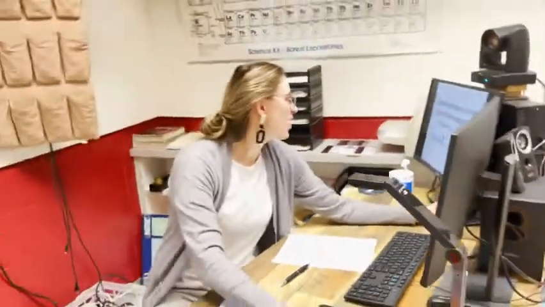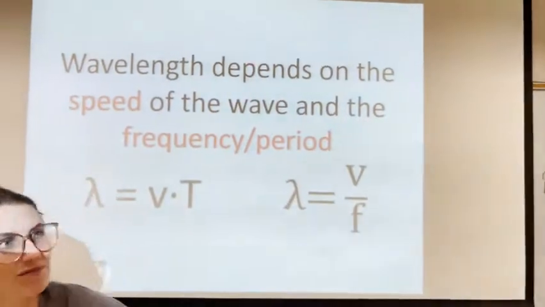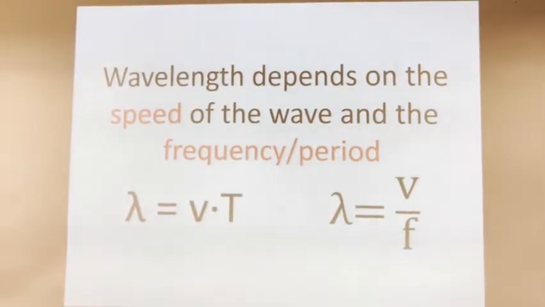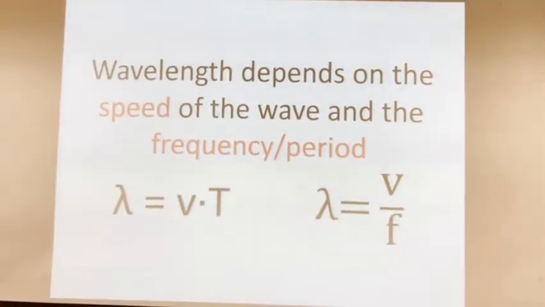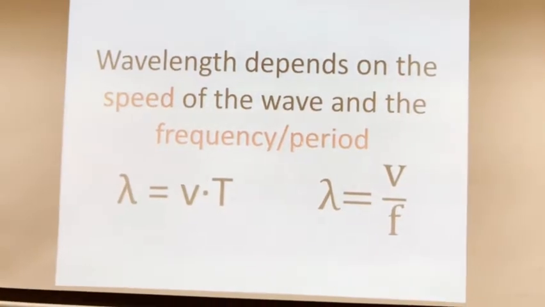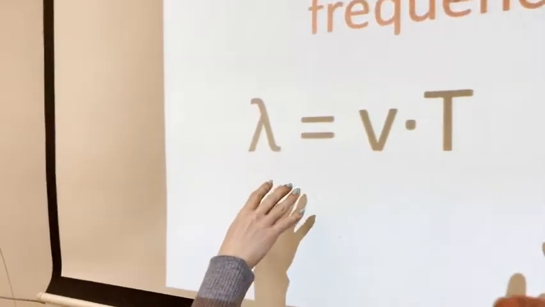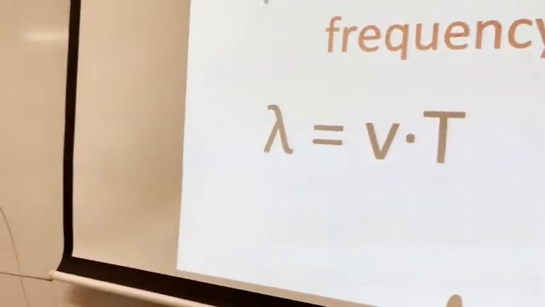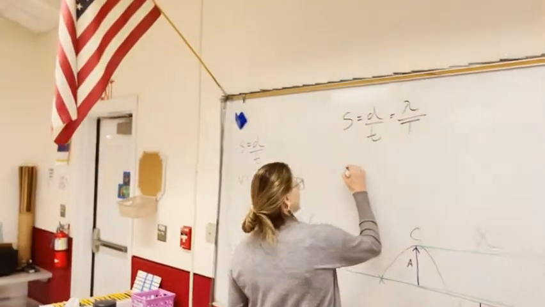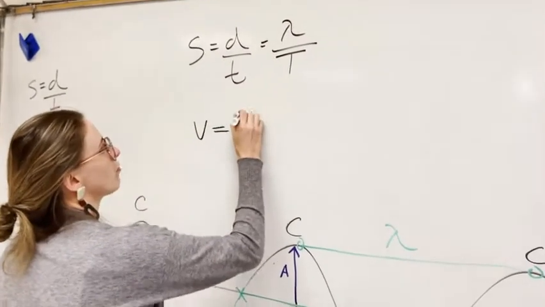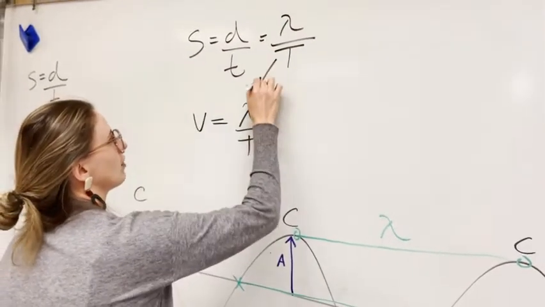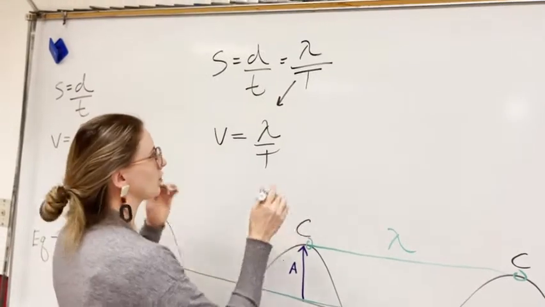Okay, so moving right along here. Wavelength depends on the speed of the wave and the frequency or the period. And so this is our equation over there, just solved for wavelength. So that looks like this, right? We have V equals our wavelength over the period. I just wrote that right here. And we solve for the wavelength.